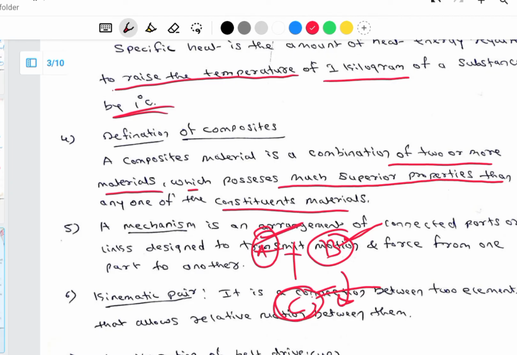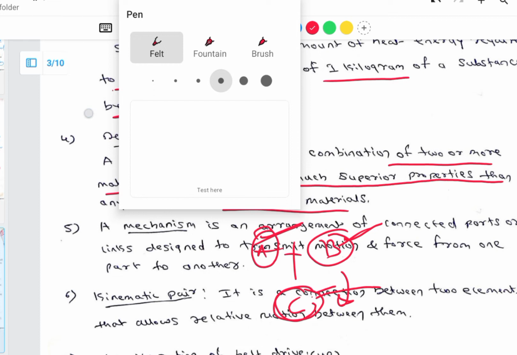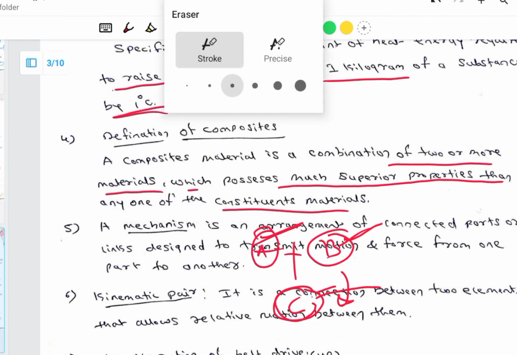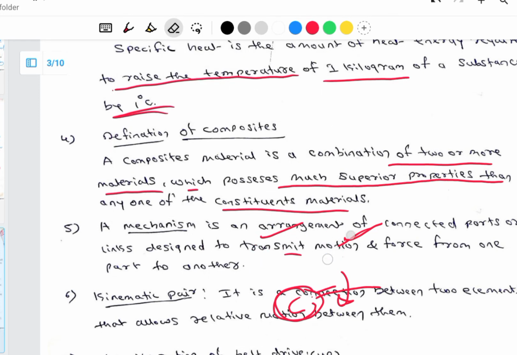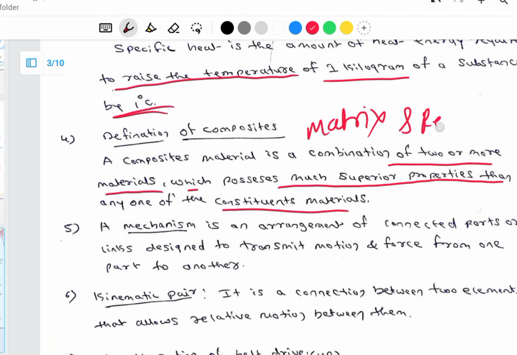So this is one point. And another point you can add here is that the composite material is a mixture of two or more materials in which one will be a matrix and one will be a reinforcement. One will act as a matrix and one will act as a reinforcement material. So you can add that point. That is an important point here.